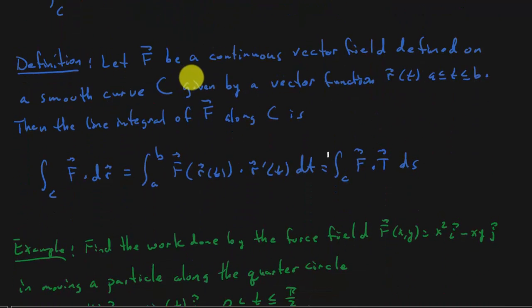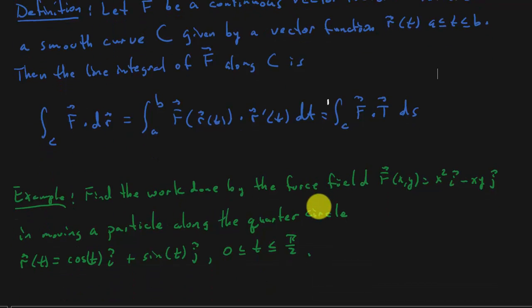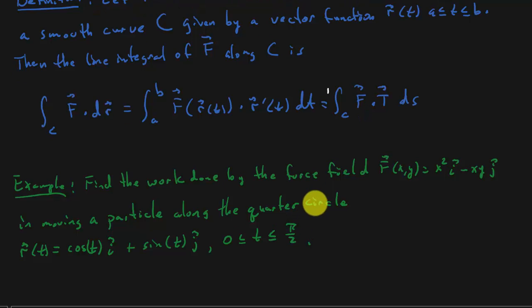So we've got a definition. Let F be a continuous vector field defined on a smooth curve C given by a vector function R of t, where t is between a and b. Then the line integral of F along C is this, which is equal to this, which is equal to this. So you use the easiest one, depending on what they give you. I don't know if all that made sense to you, but let's work some examples and see what we get.